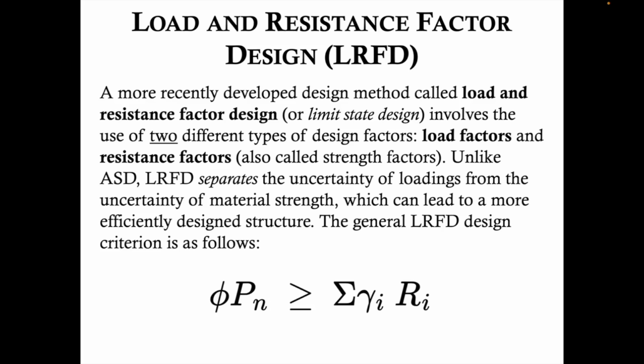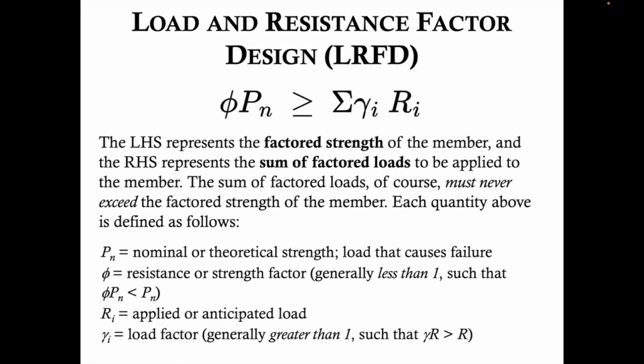Unlike ASD, LRFD separates the uncertainty of loadings from the uncertainty of material strength, which can lead to a more efficiently designed structure. The general LRFD design criterion is as follows, so it is an inequality here. This side must be greater than or equal to this side, where we have φP_n is greater than or equal to the summation of γ_i R_i. The left-hand side, φP_n, represents the factored strength of the member. And the right-hand side, summation γ_i R_i, represents the sum of factored loads to be applied to the member. The sum of factored loads, of course, must never exceed the factored strength of the member.